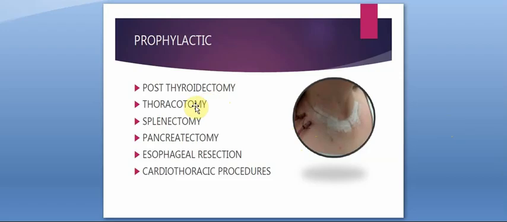Thoracotomy. Thoracotomy means it is the opening of the chest. Now, most of the time we open up the chest in case of lung cancer and so on. So after thoracotomy also, there can be excess accumulation of fluid or blood in the site. So to remove that, you can use a drain.